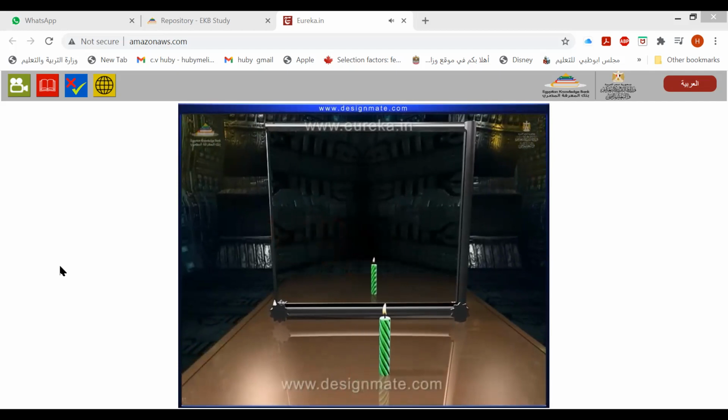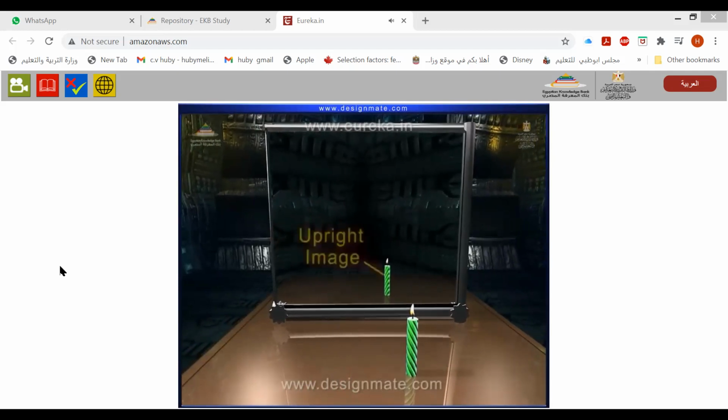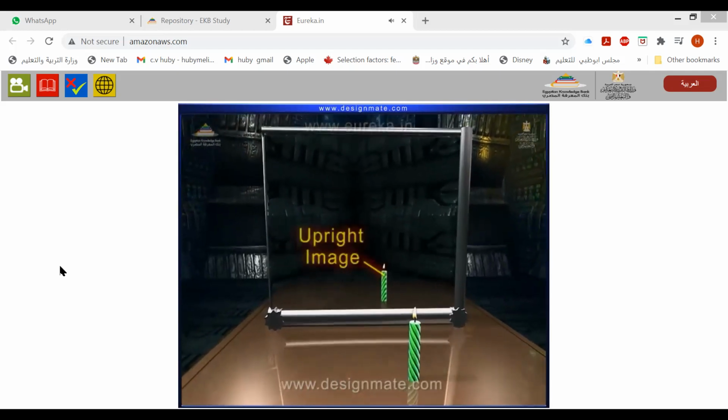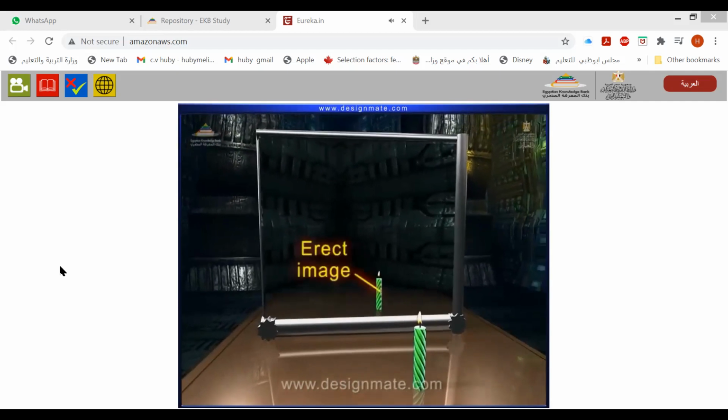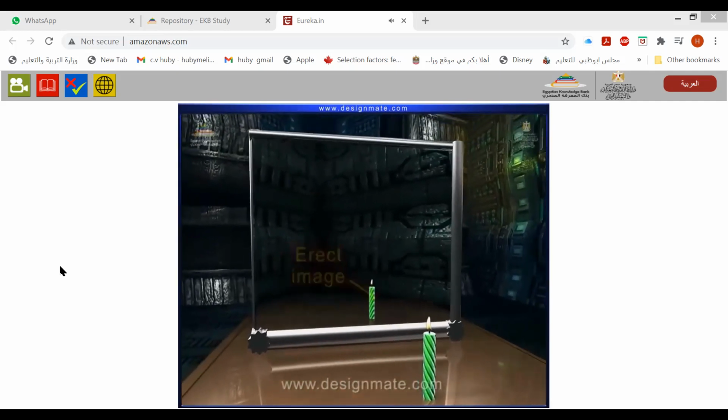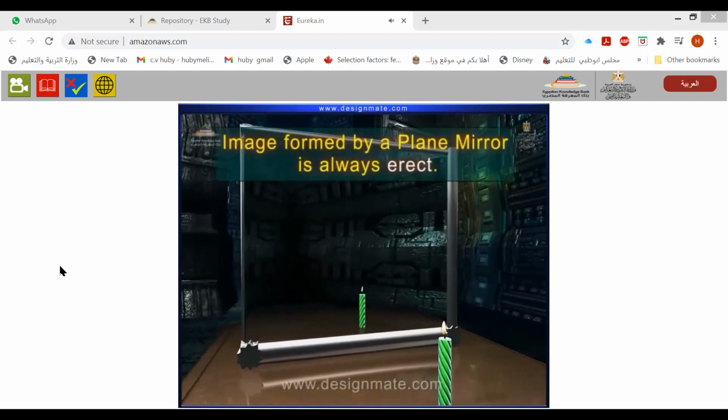Now, shift the candle a little, the image also moves. You can find that the image is upright again. Such an image is called an erect image. Hence, the image formed by a plane mirror is always erect.